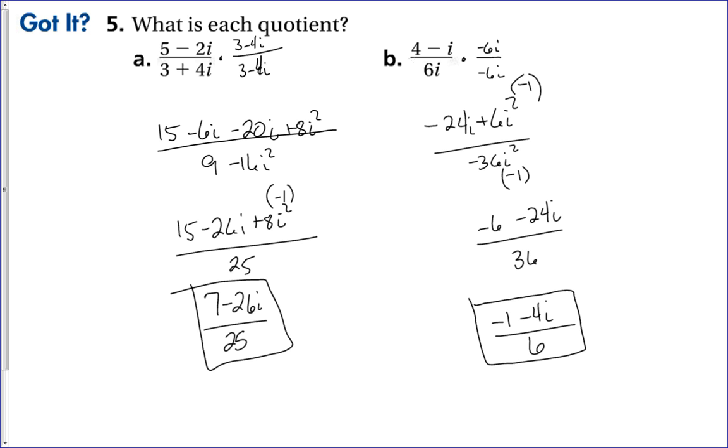All right, so that's all you do for dividing. You multiply the top and the bottom by the complex conjugate of the bottom. To find the complex conjugate, you just take your imaginary term and you change the sign. So like for letter A, we had 3 plus 4i. We took our imaginary term, changed the sign, got 3 minus 4i, multiplied the top and the bottom by 3 minus 4i. With letter B, we only had our imaginary term, which was 6i. So we just changed that to negative 6i, and you multiply the top and the bottom by negative 6i. All right, and that's all there is to dividing.